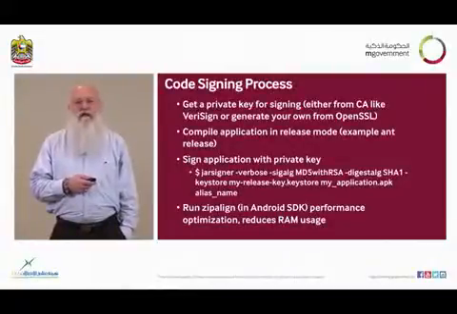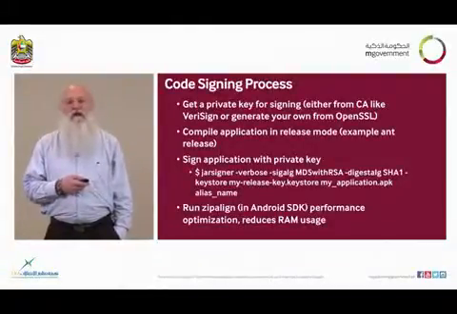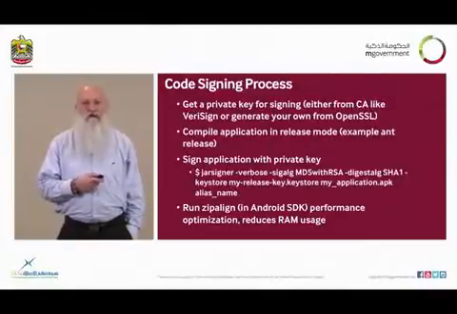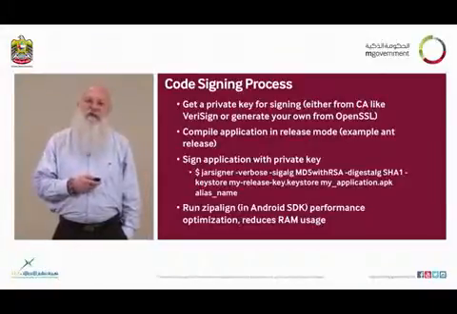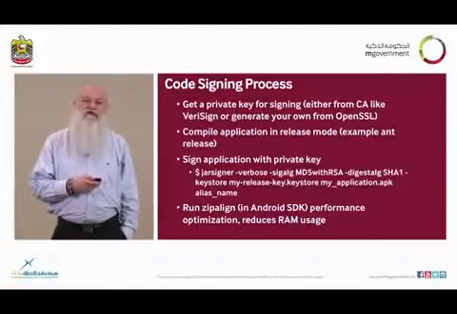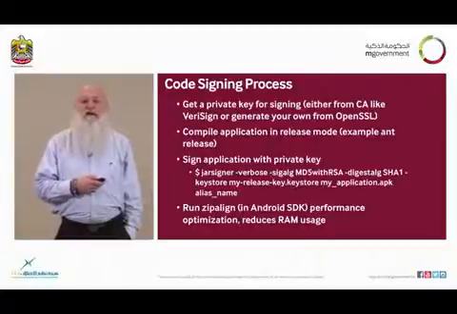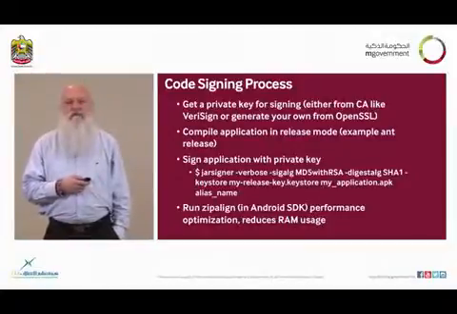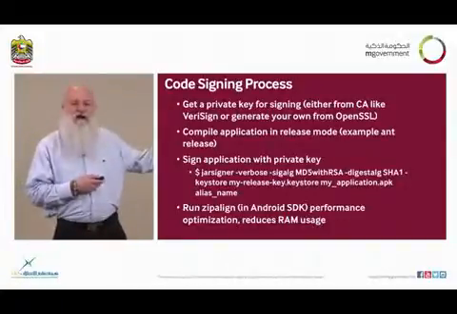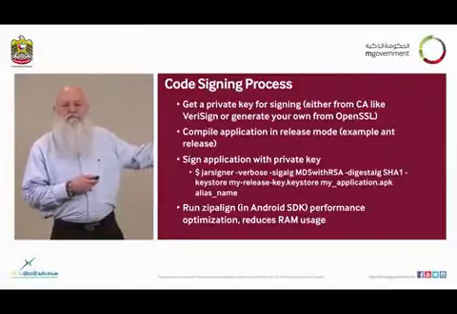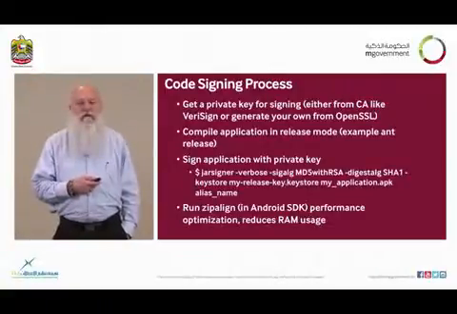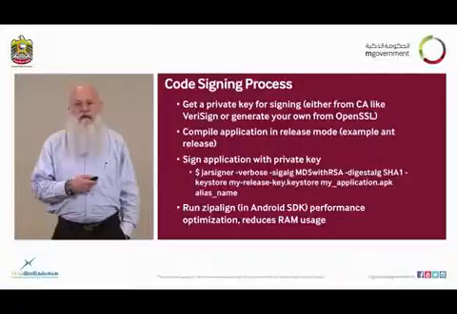All application code on the Android system, and for that matter, the other operating systems under our consideration, must be digitally signed. The mechanism is to obtain a digital certificate or a signing key from either a public certificate authority or to generate your own using something like the OpenSSL library. The application is compiled in release mode and then signed. This is the command line to sign an application with the private key. And then finally we run Zip-Align in the Android software development kit for performance optimization and to reduce the RAM usage.